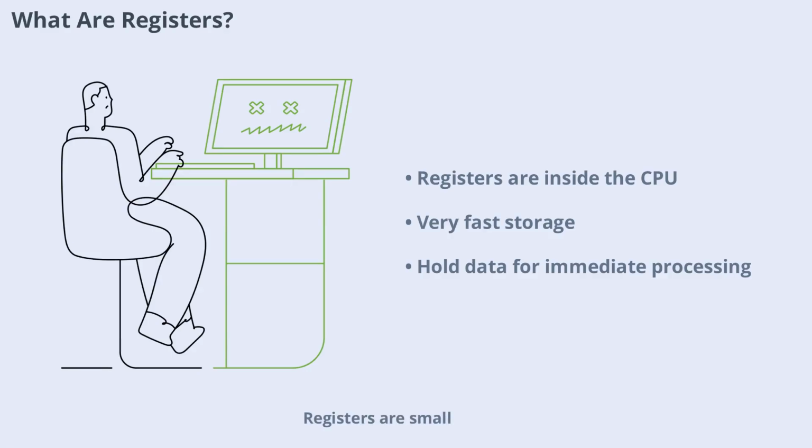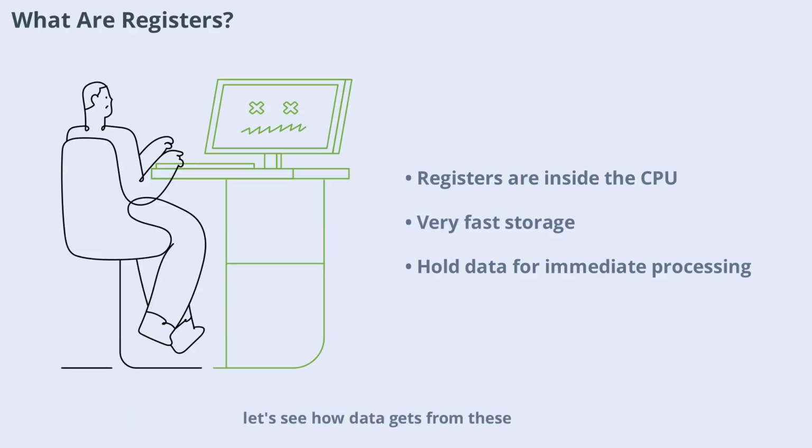Registers are small, high-speed storage locations found directly within the CPU. They temporarily hold data and instructions that the processor is currently working with. Because of their proximity to the CPU's core, registers enable rapid access and manipulation of information, making them essential for efficient processing. Think of registers as the CPU's immediate workspace, where the most critical operations happen. Their size is limited, but their speed is unmatched compared to other storage types.